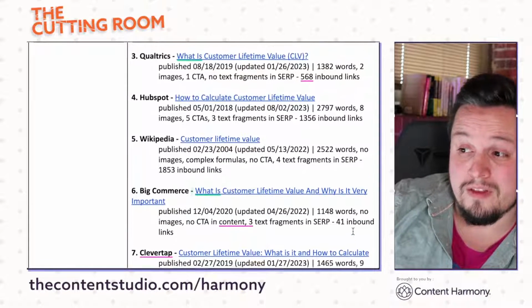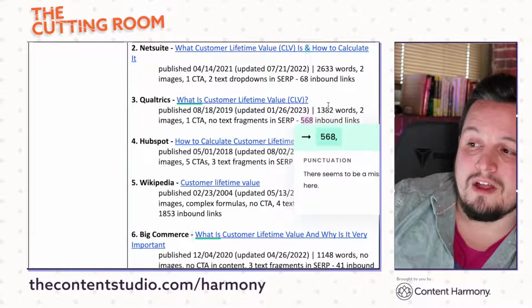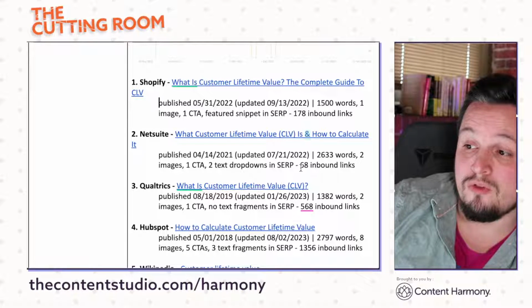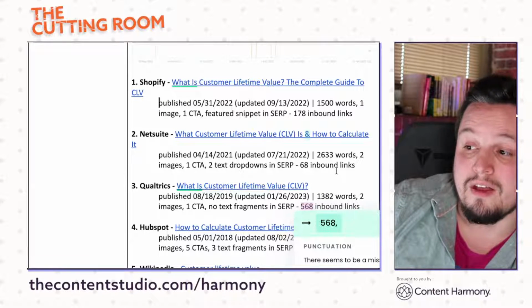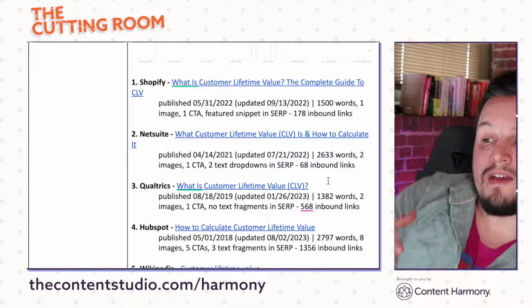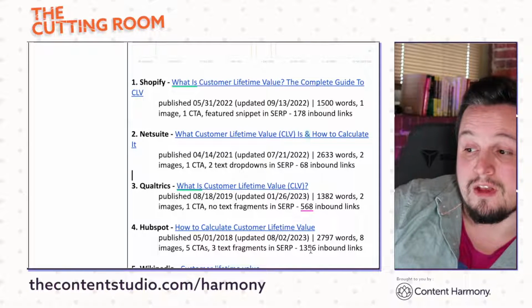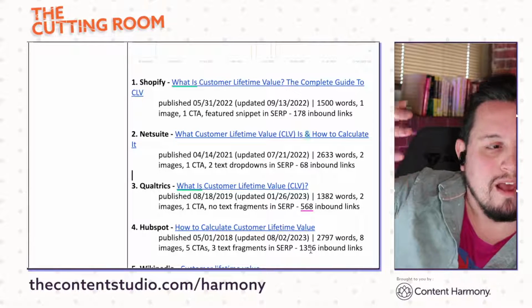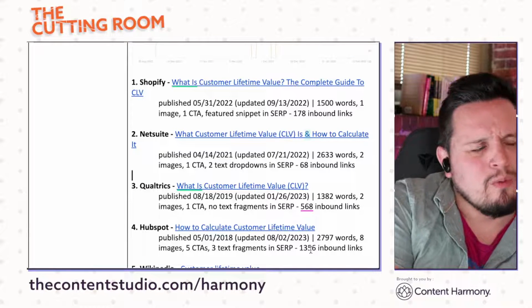The other thing that's really interesting is the amount of inbound links that are happening with different pieces. So we can see here, Shopify's got 178 links. Number 2 has got 68 links. And number 3 is 568 links, right? And then HubSpot right here, 1,356 links. The idea that links are the end-all, be-all, not necessarily the case anymore, at least from what I'm seeing out there.